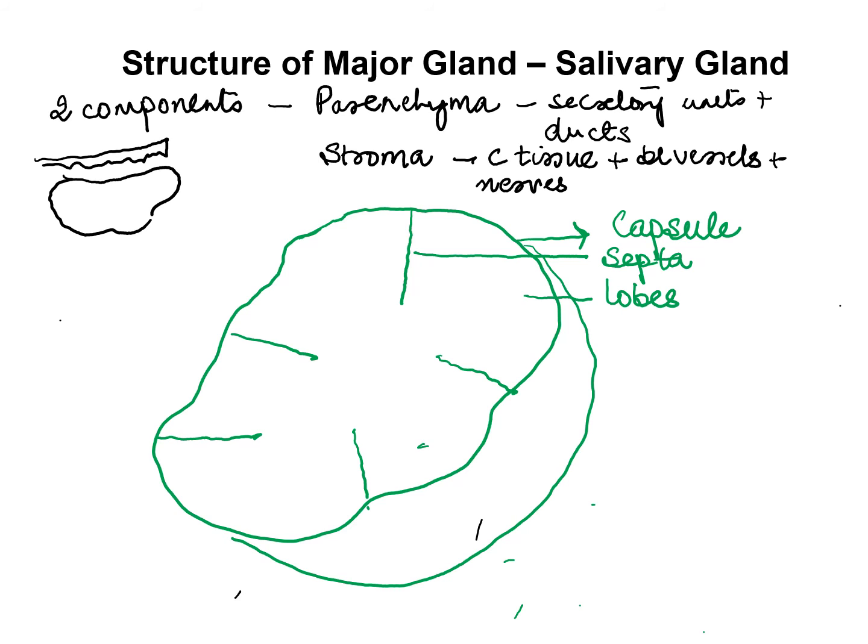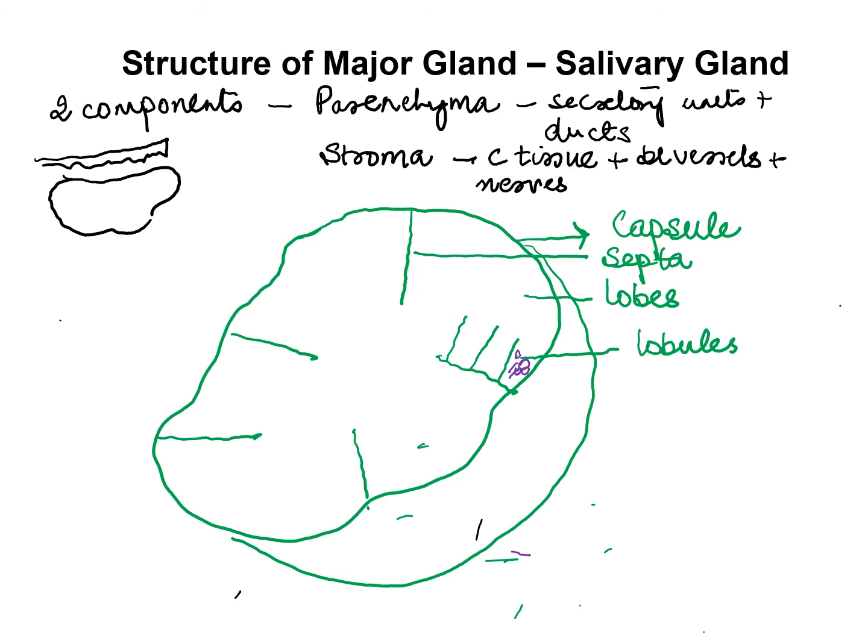From the septa, further, we have smaller trabeculae or septa entering within the lobe. So this divides it into further smaller components called lobules. And within the lobules are present the secretory units and then the ducts which are starting from it. So what would be the structure of this?